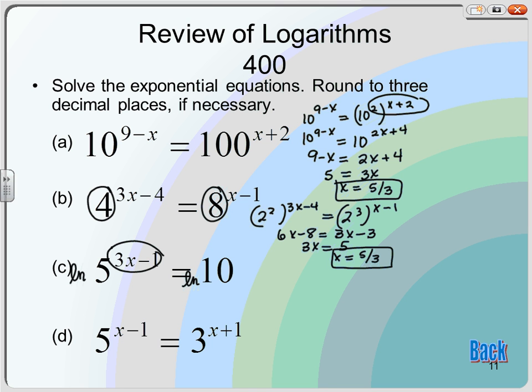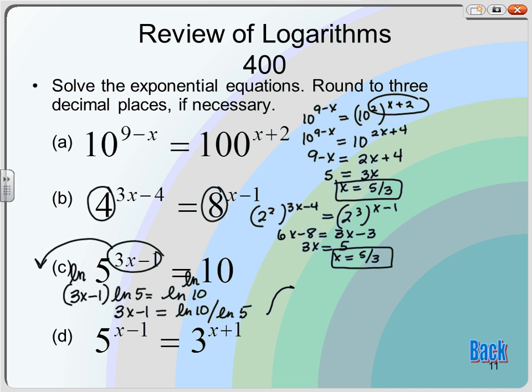Now you can pull the 3x minus 1 to the front. So I get 3x minus 1 times natural log of 5 equals natural log of 10. Now I can divide by the natural log of 5 on both sides. Okay, I'm going to add the 1 and divide by 3. So I'm going to have whatever natural log of 10 over the natural log of 5 is, plus 1, and then I'm going to divide everything by 3.